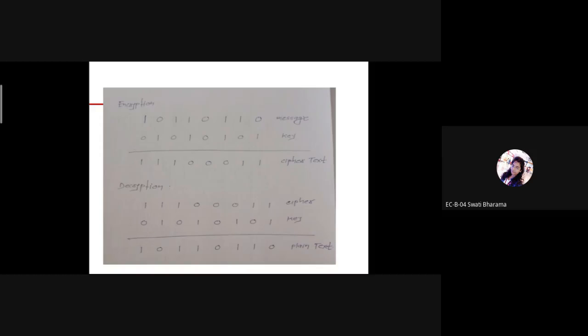First is 1 0, so what should be the output? One. Then second is 1 1, the output should be 0. Then third is 1 0, the output is 1. Then fourth is 0 1, the output should be 1. Okay, so likewise we can perform the XOR operation and we get the plain text. Now compare this plain text with our original message. In this way we can also decrypt the message.